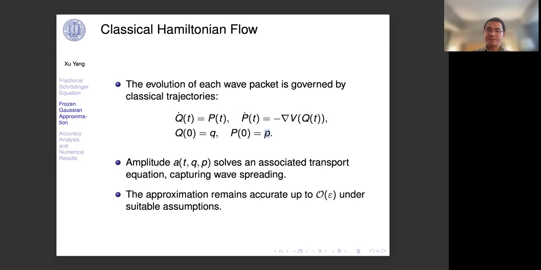And this is the dynamics of a wave packet initially at the position little q, with the momentum little p. Okay, and then the tricky part, which usually involves a lot of detailed calculations, is the derivation of the amplitude. So how do we derive the amplitude equation? Of course, we learned in our class that we plug in the ansatz, group together those terms that are at the same order, and then make some simplifications in order to derive that.